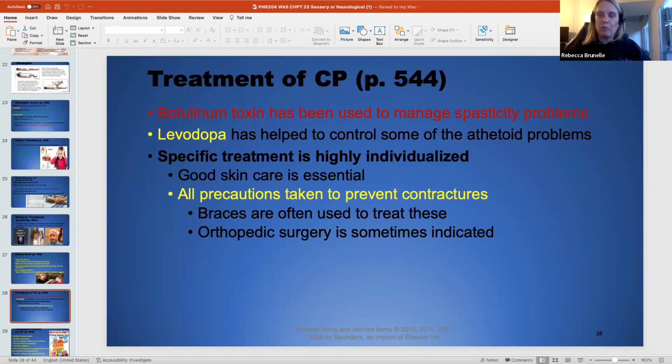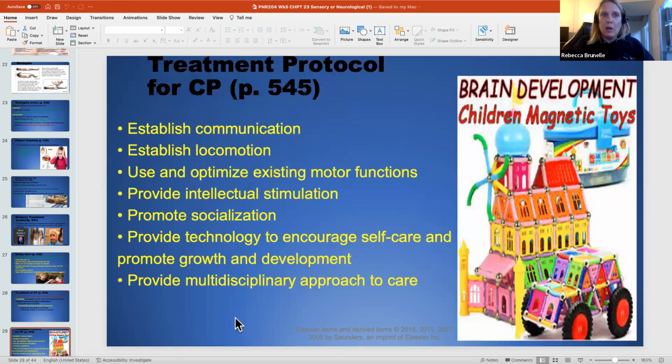Like I said, the most common form of CP is spastic CP. So there are different medications. Botulism toxin, so this is like the Botox that women get for wrinkles. They can actually use it for spasticity problems. And then levodopa, which is a medication they give to Parkinsonian patients, can also help with some CP. But mostly it's supportive care. There's no cure for it. So it's giving them the adaptive devices that they need, making sure they have the mobility devices that they need.